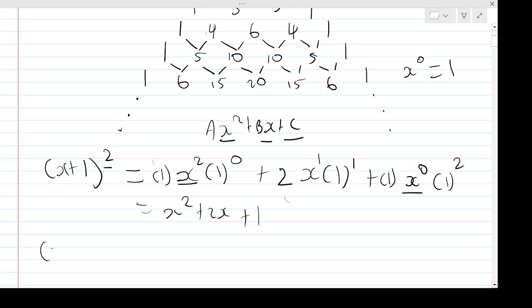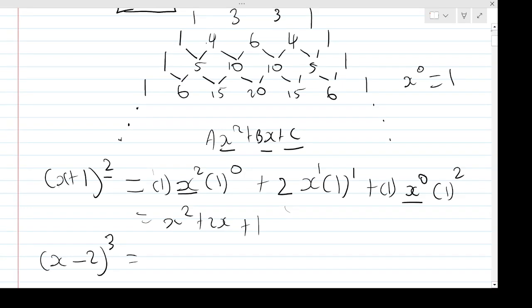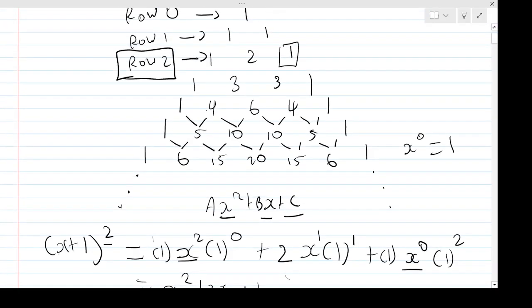So let's say we have x take away 2, and that's cubed. Now if we were to expand that, normally you'd do 3 brackets and then multiply them together one by one. But instead we're going to use this triangle. Now the power is 3, which means we want to look at the third row.